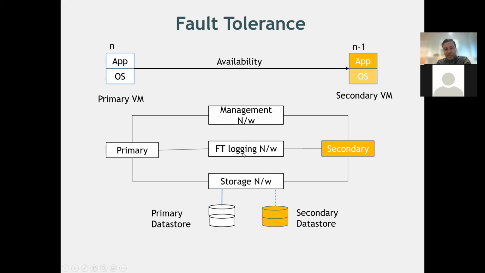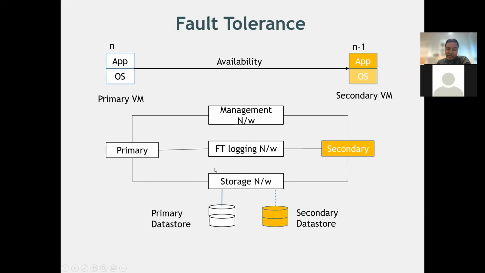So the storage network is only going to do a replication of the primary data store to the secondary data store. But then the fault tolerance logging network is there, which is going to log the current state of the VM. On the secondary side, there will also be the replication of the current state of the VM, like what logs are there and what other conditions are there. This is managed via the fault tolerance logging network.